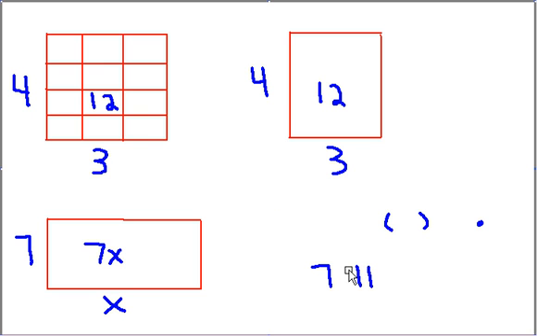Another way of writing multiplication in algebra is to use parentheses. So if we put a parentheses around the 7 and put another parentheses around the 11, and there's no other symbol in between those parentheses, that means to multiply. So 7 in parentheses times 11 in parentheses. That's the same thing as 7 times 11. They mean the same thing.